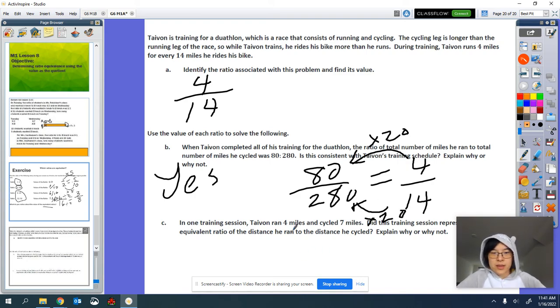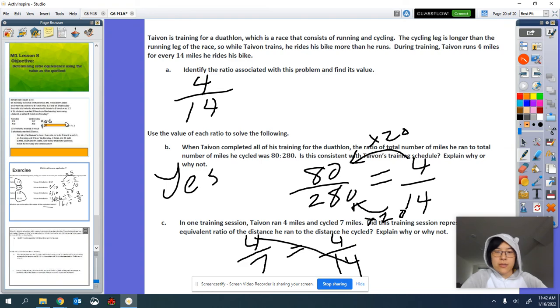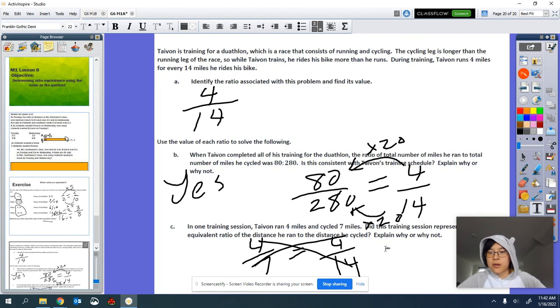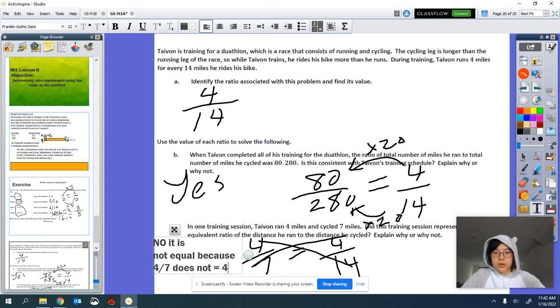Okay, let's look at the next one. Oh, he ran 4 miles to 7 miles. Is 4 to 7 equal to 4 to 14? No, it is not equal, because it's not an equivalent fraction. 4 to 7 does not equal 4 to 14.